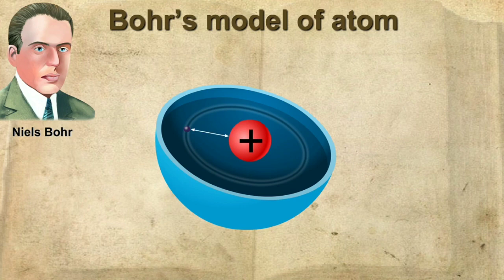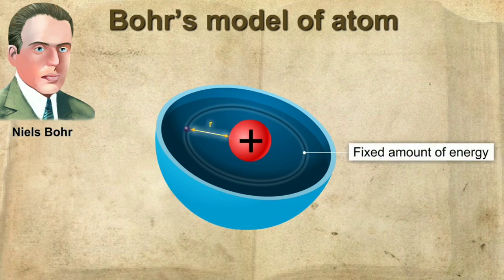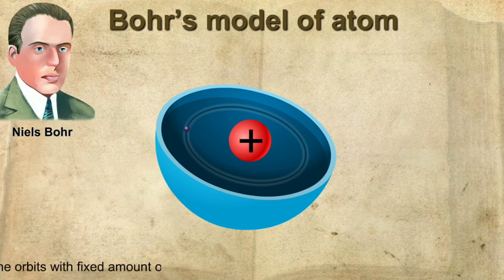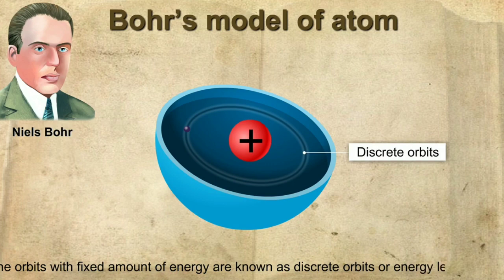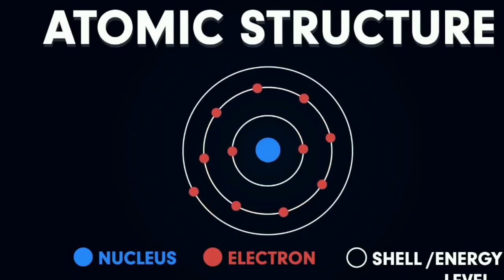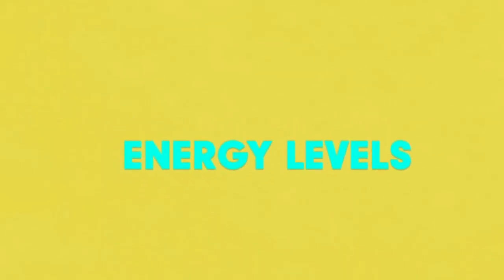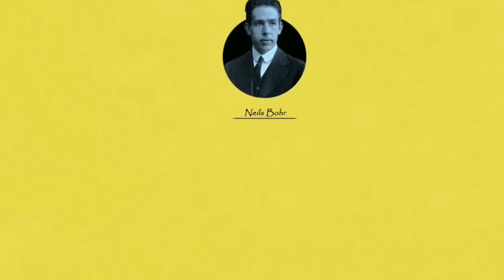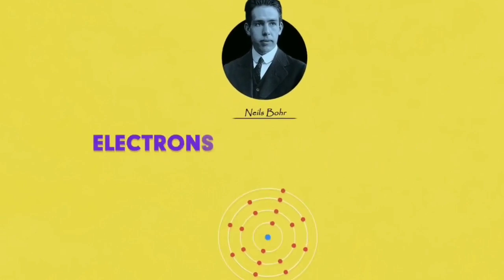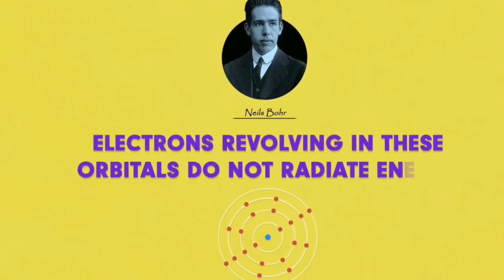Each of these orbits has a fixed distance from the nucleus and is associated with a fixed amount of energy. These orbits with fixed amount of energy are known as energy levels or discrete orbits or stationary states. Bohr suggested that electrons revolving around the nucleus do not radiate energy.